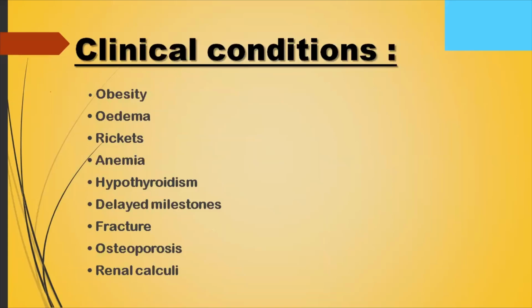The delayed milestones are different from what Natrum and others are. It is not learning, late learning. It is late to walk. It is not late learning, that we have seen in row 3 issues. It is late to walk because of the weak bone, because of the growth that is compromised. And that's why they are easily prone to fractures, osteoporosis, renal calculus.